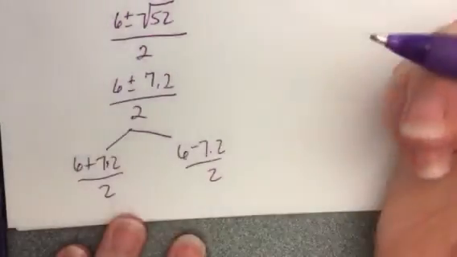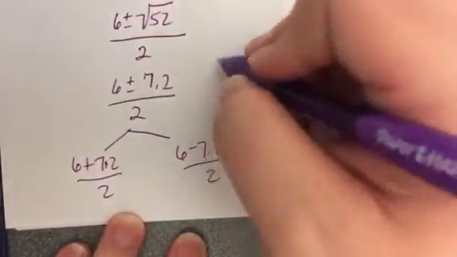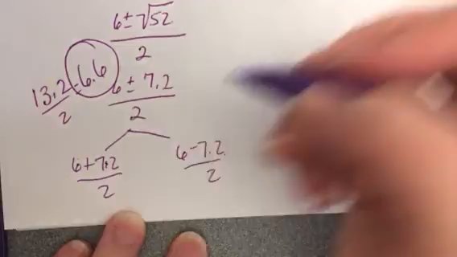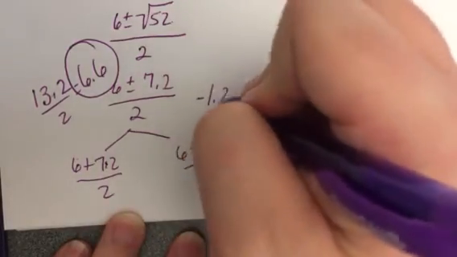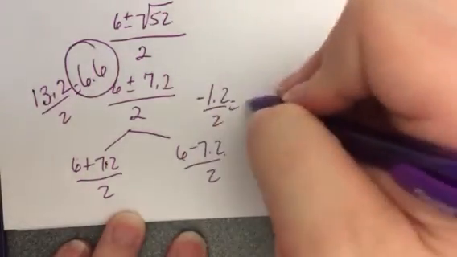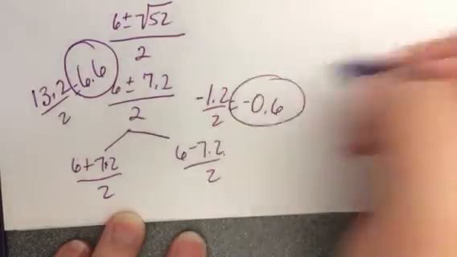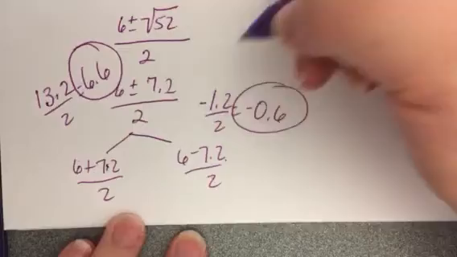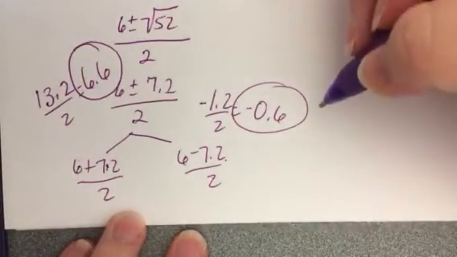Okay, 6 plus 7.2 is going to give me 13.2 over 2, which gives me 6.6. Okay, and over here, 6 minus 7.2 is going to give me negative 1.2 over 2, which equals negative 0.6. All right, so the x values of my two intersection points are going to be 6.6 and negative 0.6.